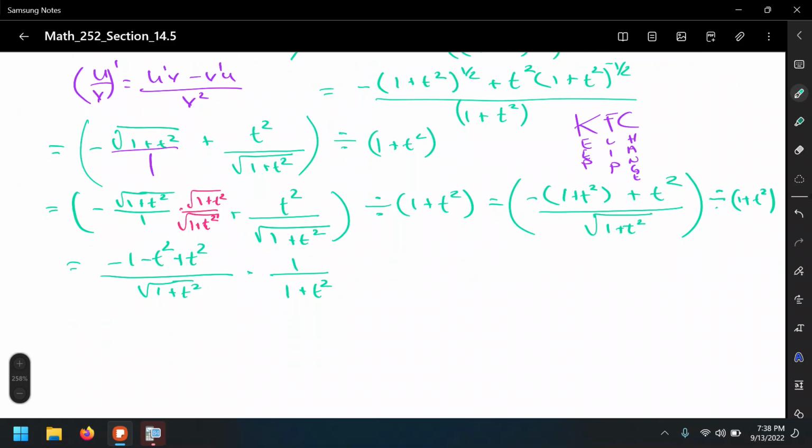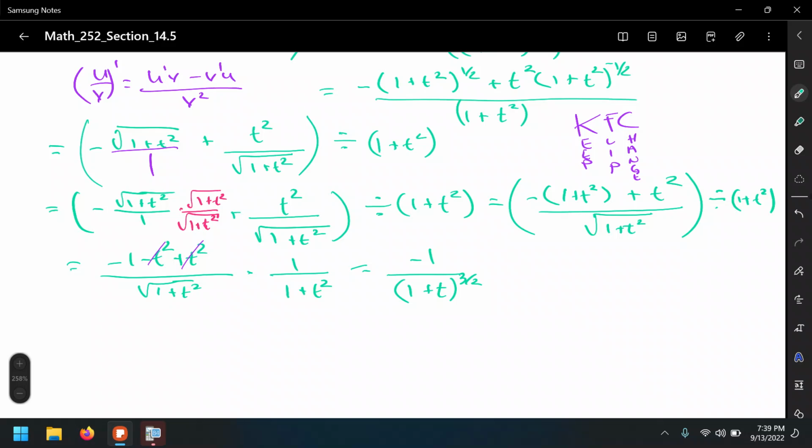And we're almost there. For the derivative, notice how negative t squared plus t squared cancel. And this is the same as saying to the 1/2. And when we multiply this together, that's negative 1 over 1 plus t squared to the 3/2. Do we all agree with this? Yes.